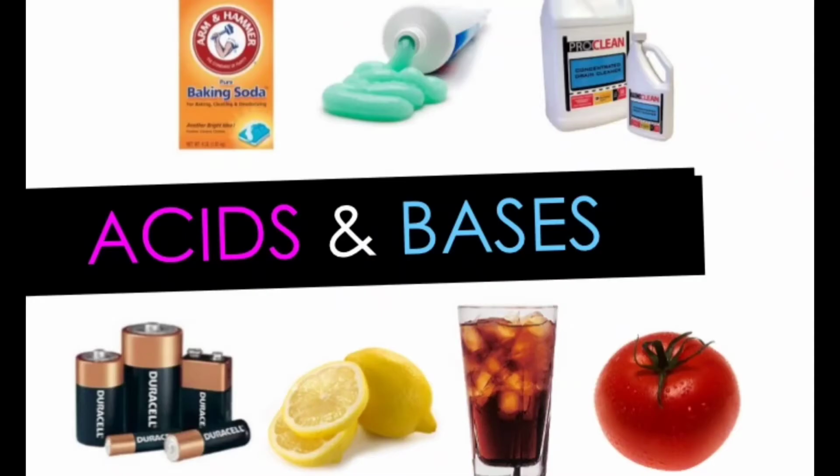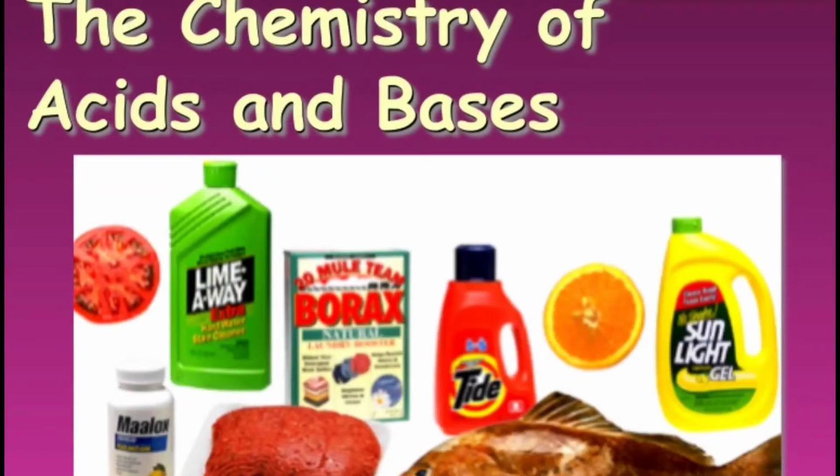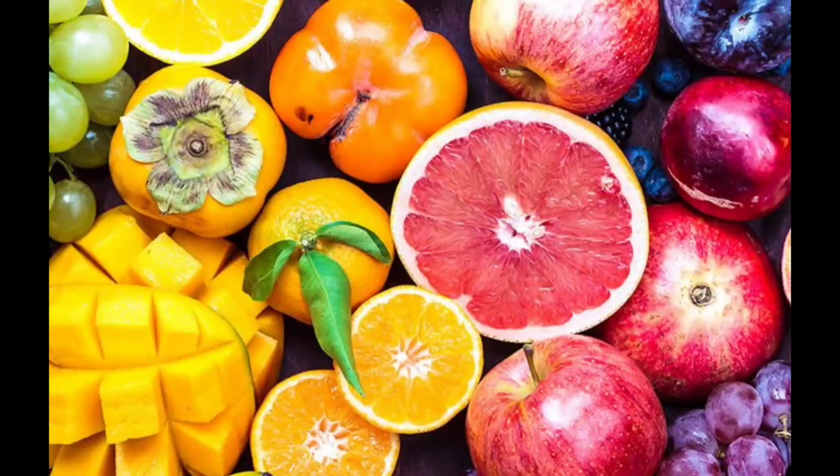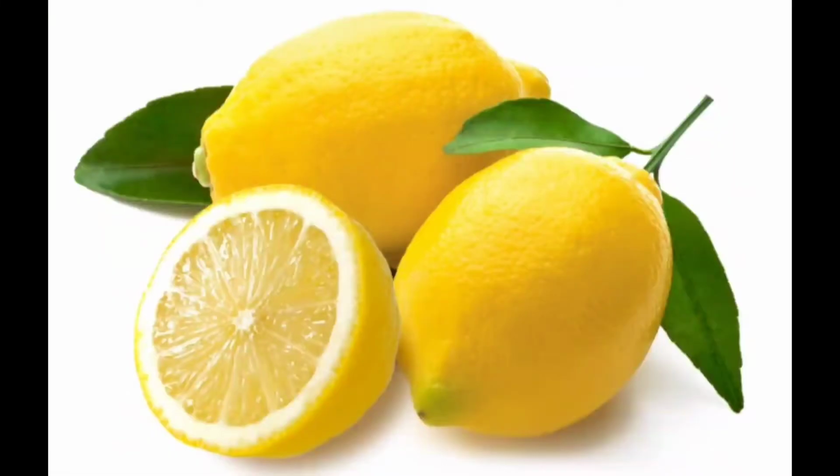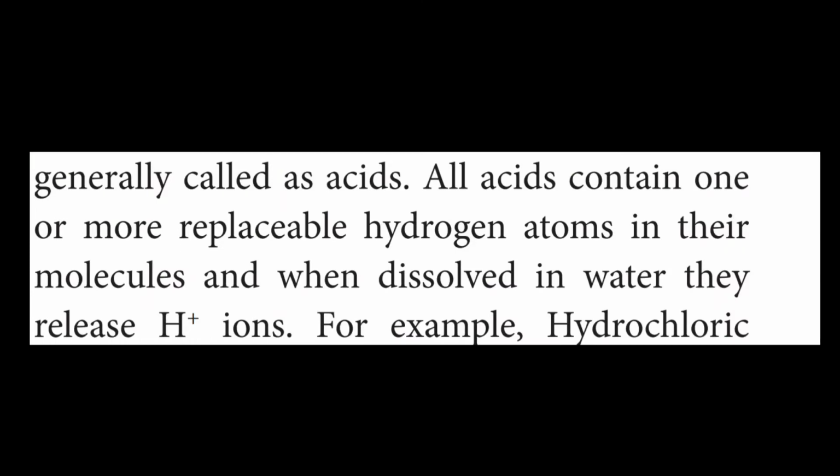In this lesson we are going to discuss properties and uses of acids and bases, how we are able to neutralize, and the basic indicators. First we move on to acids. Acid is derived from the Latin word acidus, which means sour. Thus, the chemical compounds which have sour taste are generally called acids.